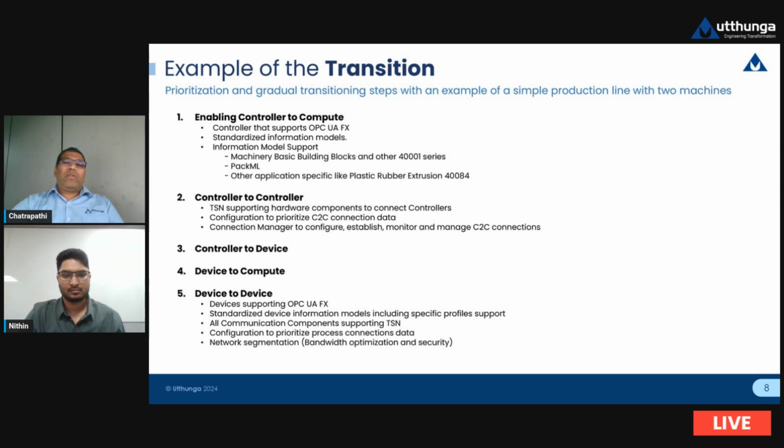But today we will look at, at a little bit higher level, how this transition looks and what are the typical steps, more from a machine builder perspective.